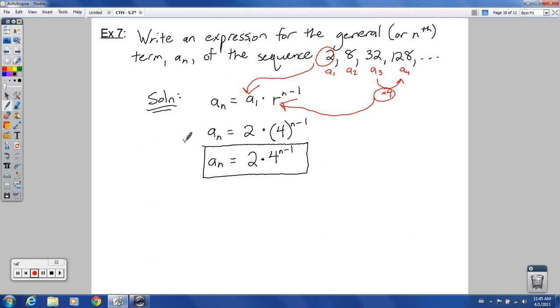So if you knew what term you wanted to get, let's say you wanted to get the 10th term, you would just plug in 10 for n, and boom, it would give it to you right there. You just plug in 10 for n right here, you take 2 times 4 to the 10 minus 1 power, and that would give you your answer.